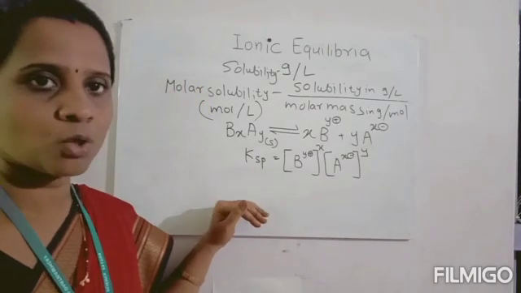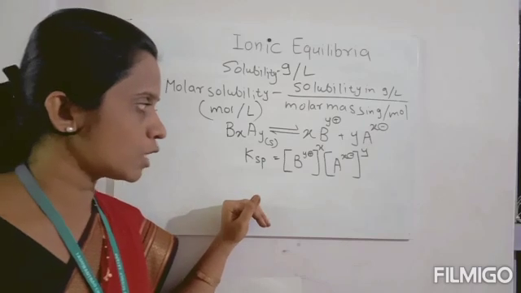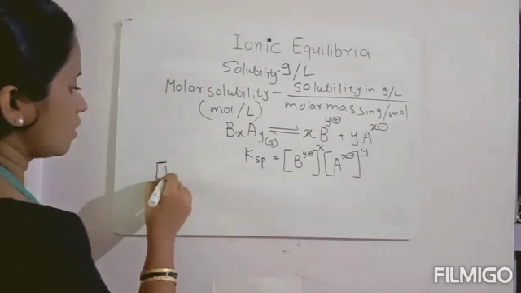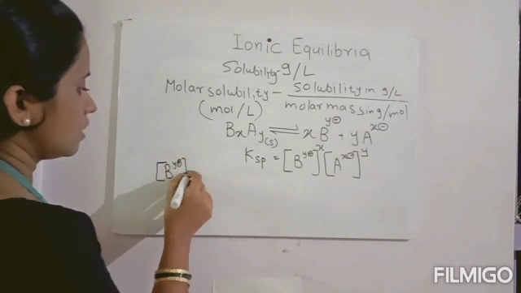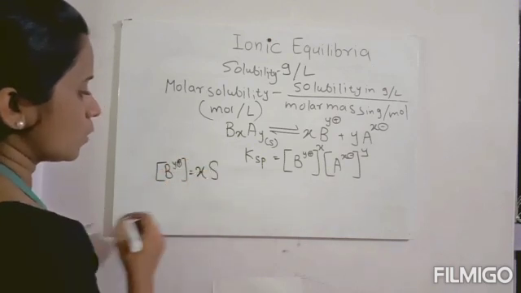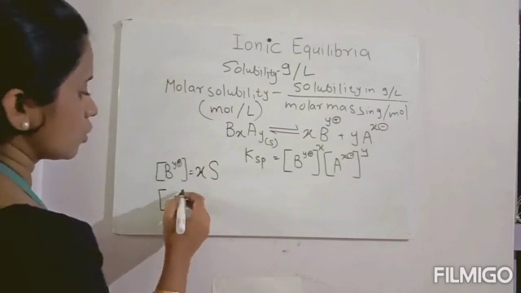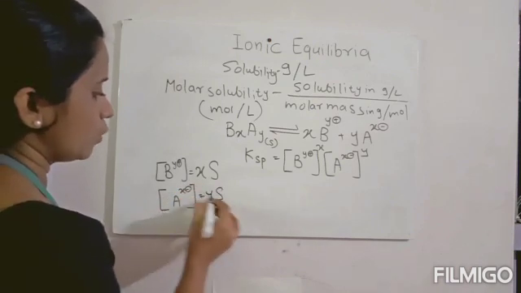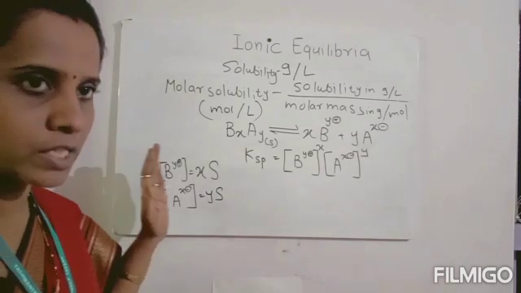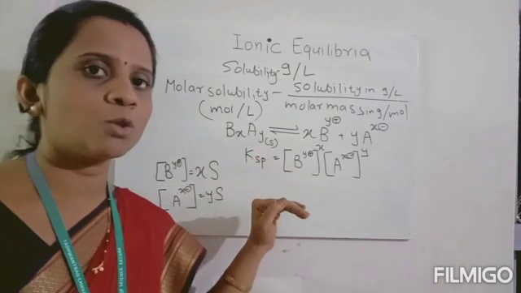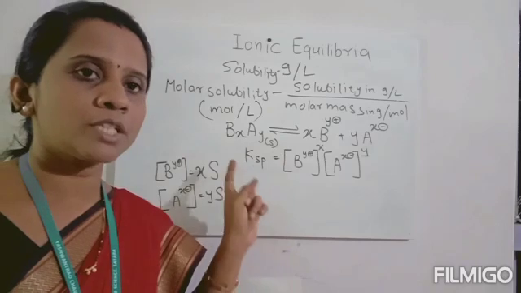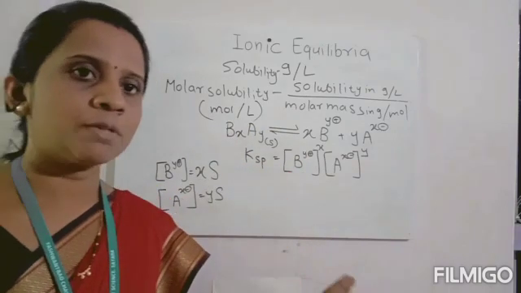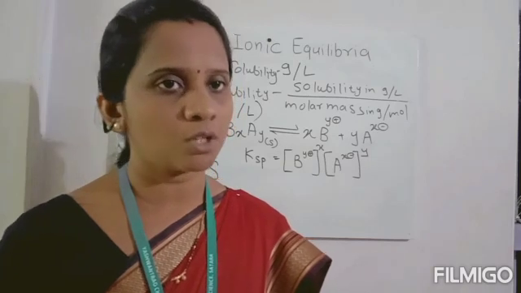Now if S is the molar solubility, then the equilibrium concentrations are given as: concentration of By plus is taken as x into S, and concentration of Ax minus ions is y into S. So these are equilibrium concentrations, because we are here taking solubility product constant, and for solubility product we are taking an equilibrium reaction, and for an equilibrium reaction we always have to consider equilibrium concentrations.